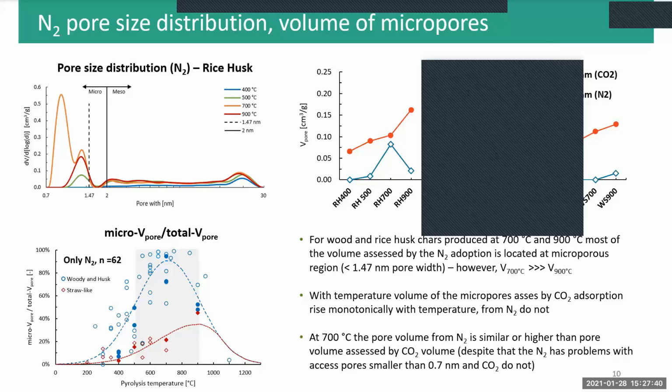And maybe to add on to that, there are some inorganic matters that are more volatile, like potassium. So when you go up to 900 degrees, you volatilize certain ash components, and that can create also pores, right?